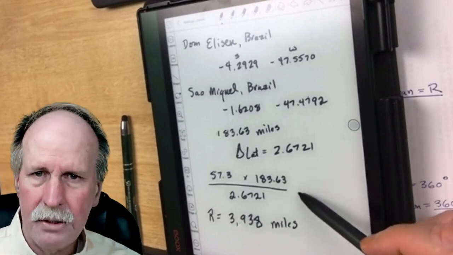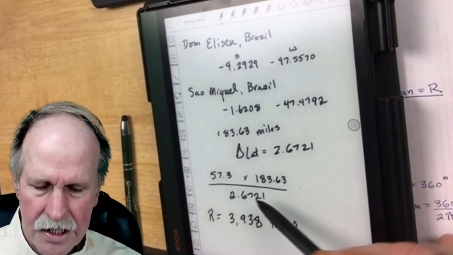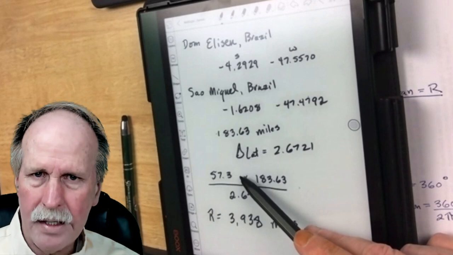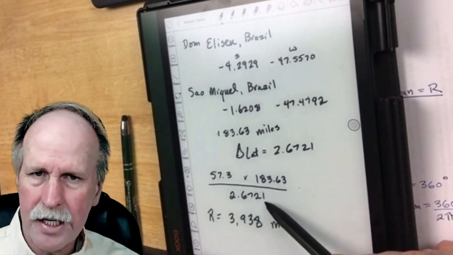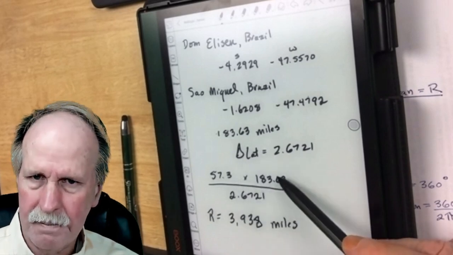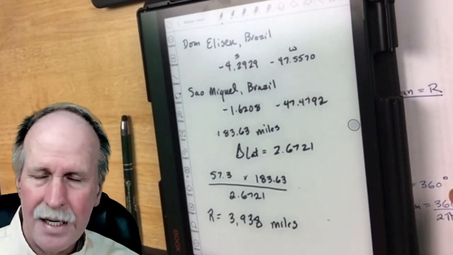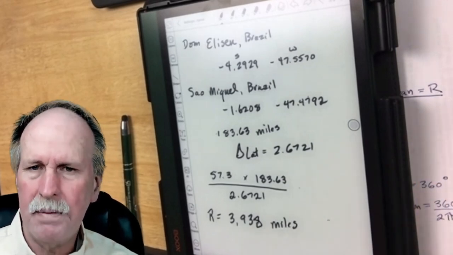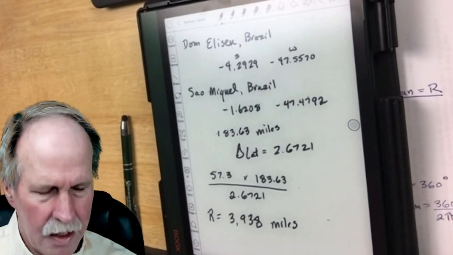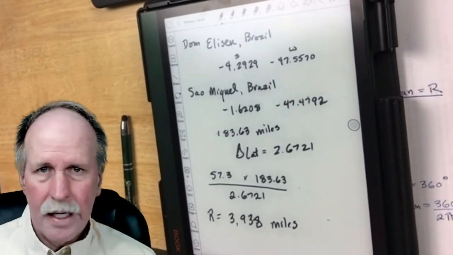Let's go ahead and do our math. Same math. We have 1 radian, the number of degrees changed, times the distance. Radius comes out to 3938 miles. That actually surprised me. I thought it might be just a little bit more. Probably rounding errors. And that's that.